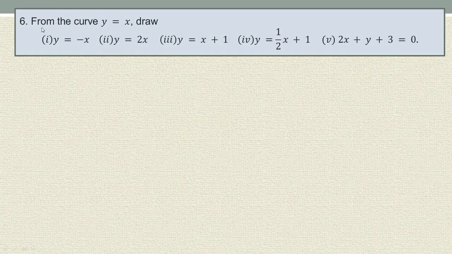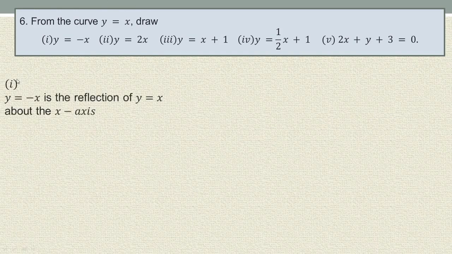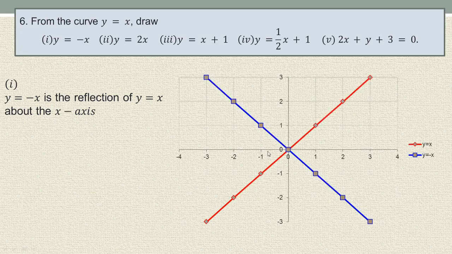The sixth question, from the curve y is equal to x, draw. So y is equal to x is given. You need to draw all these things. First subdivision, y is equal to minus x. So it is of the form minus of f of x. So it is the reflection about the x-axis. So this is the base, y is equal to x. If it is 1, it is minus 1. If it is 2, it is minus 2. If it is 3, it is minus 3. So reflection about the x-axis.